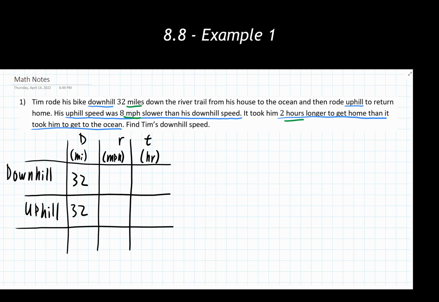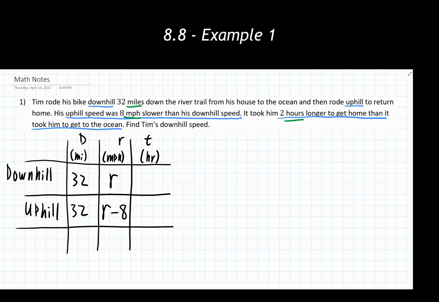So the problem states his uphill speed is 8 miles per hour slower than his downhill speed. So that tells me if I knew his downhill speed, let's just say that that's r, then his uphill speed would be that speed r minus 8, because it's 8 miles per hour slower than his downhill speed.